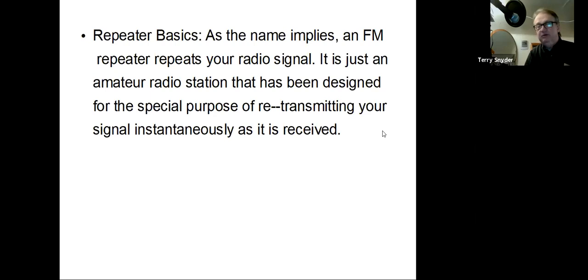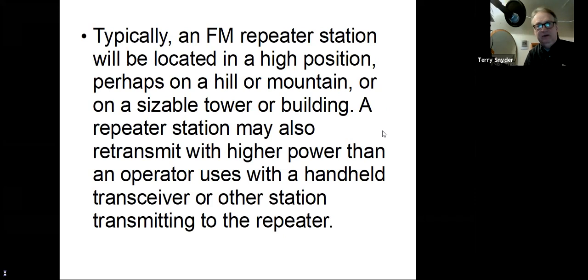Well, it's called half duplex, I guess. Well, I won't get into that. But anyway, it's designed so that it will retransmit your signal. How does it do that? Well, and here's a little more of it.